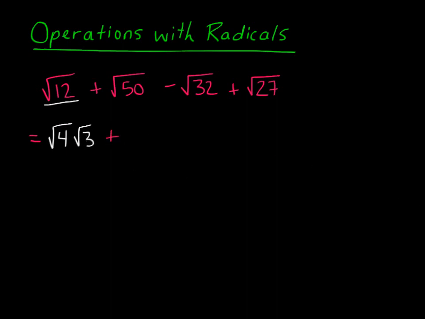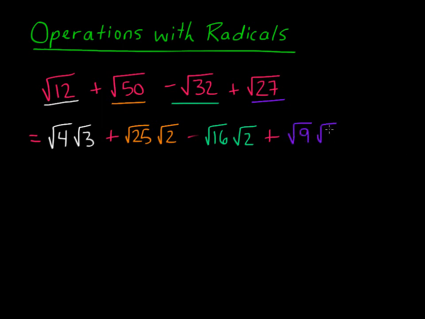Now we want to simplify the square root of 50. So again, is there a perfect square number that will divide evenly into 50? Yes, we can split that up into the square root of 25 times the square root of 2. Then the square root of 32 can be broken up into the square root of 16 times the square root of 2, 16 being the perfect square number. And finally, we want to look at simplifying the square root of 27, and 27 we can break down into 9 times 3, so we've got the square root of 9 times the square root of 3. Then we simplify each of these pieces.